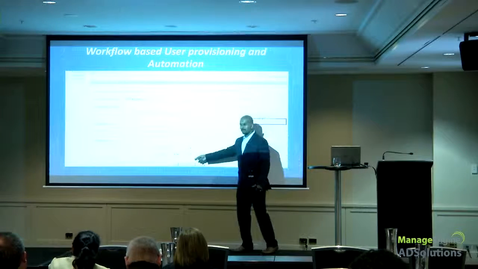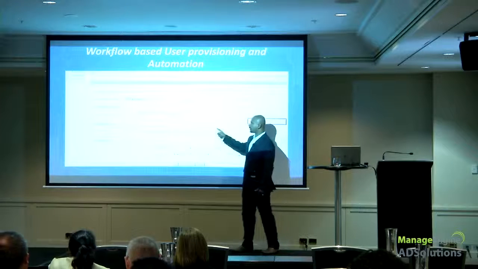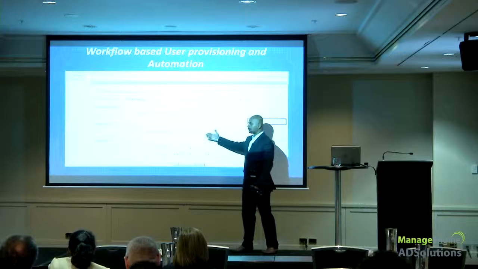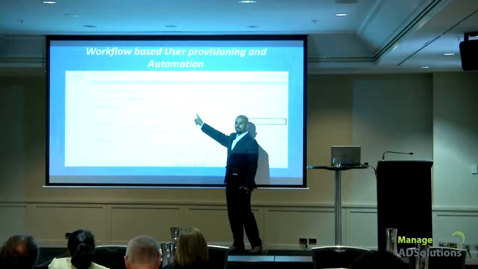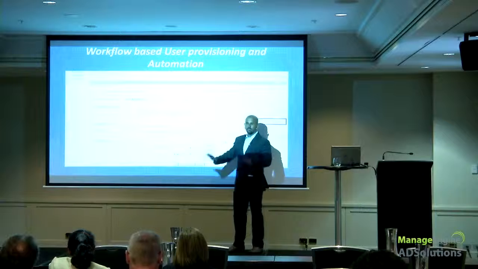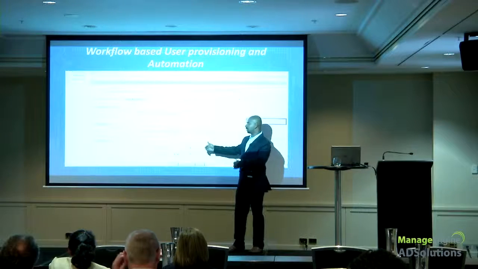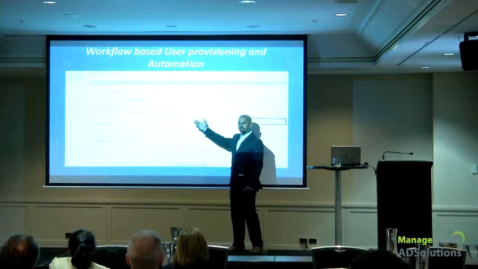So on the 1st of every month at 10 o'clock, ADManager Plus would generate inactive users for the last 90 days or 120 days based on what I define, and then it would start executing the automation policy without any user intervention. That is the best part here, and that is why it is called automation. So it would start executing the automation policy.